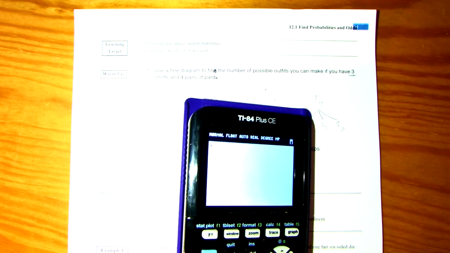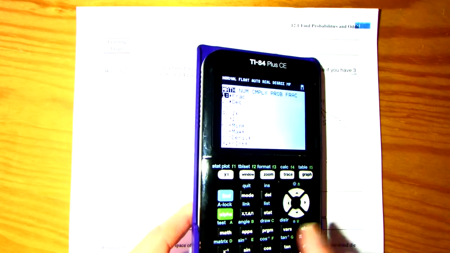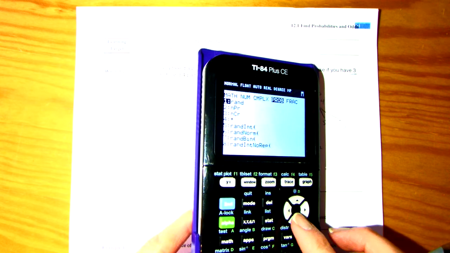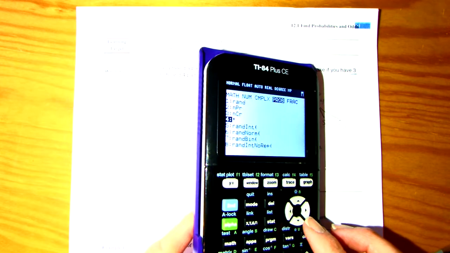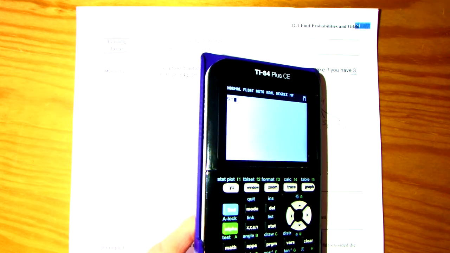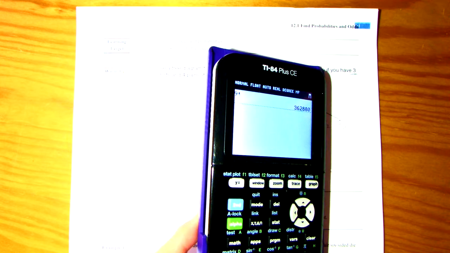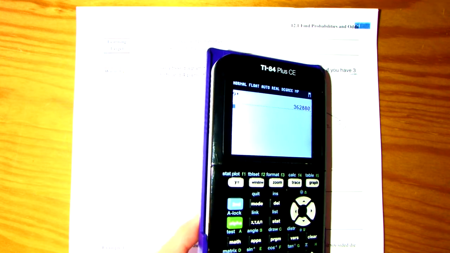And I'm going to press Math. And then go over to PRB. That's probability. And go down to number 4. That's the factorial symbol. Press Enter. You'll see 9 factorial. Enter. That's how many ways? 362,880.